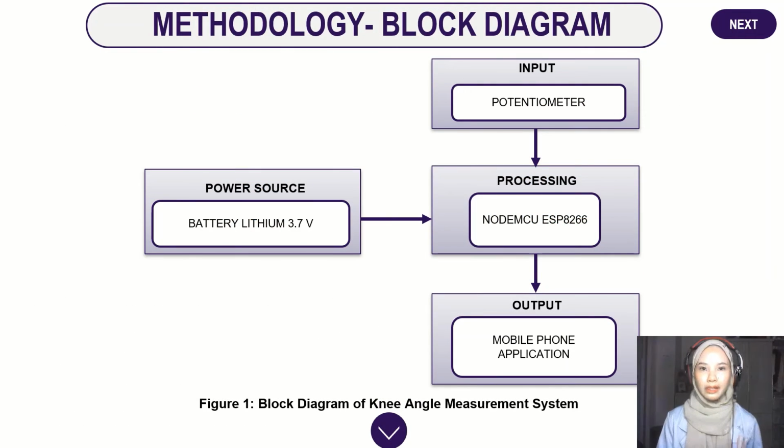Moving to the methodology, this block diagram shows how the device is functioning. As a power supply, I use a lithium 3.7 volt battery. The potentiometer sensor will detect the movement of the knee to estimate the angle of knee bending and transmit it to the NodeMCU ESP8266 to process the data to display on a mobile phone. The application for saving data is Blynk.